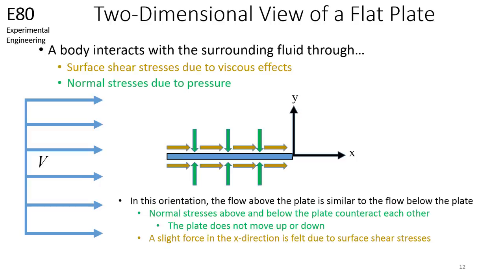When the flat plate is oriented in this manner, the flow of air above the flat plate is the same as the flow of air below the flat plate. The normal stresses on each side of the plate counteract each other, and therefore the plate is not pushed up or down. A slight force in the x direction occurs due to surface shear stresses. If you orient your hand in this manner when you stick it out of a moving car, you will see that your hand will not go up or down, but you'll feel a slight force on your skin, which is in the direction of the flow.